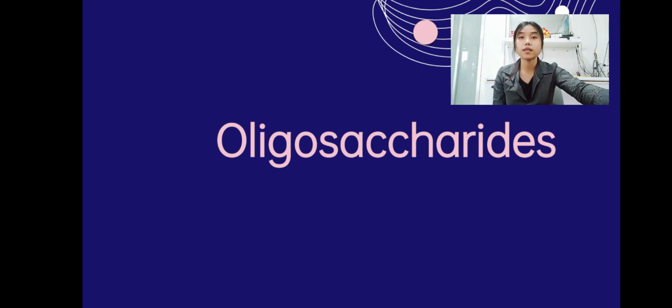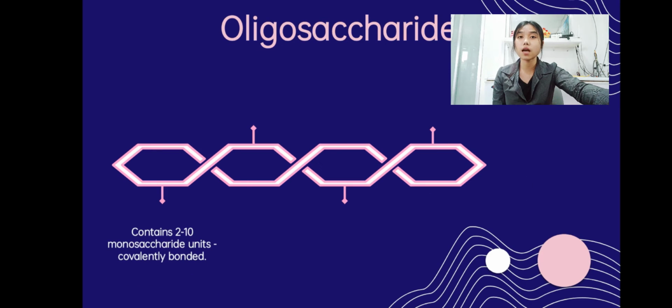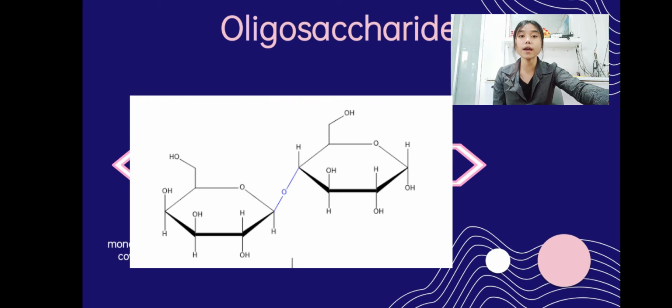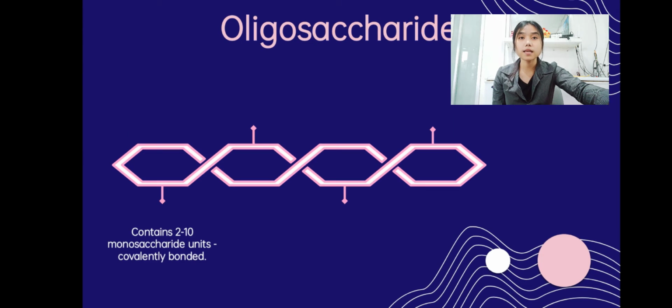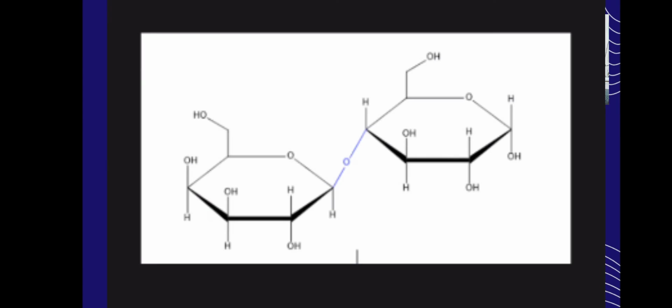Oligosaccharides contain 2 to 10 monosaccharide units. They are covalently bonded to each other. So I have here a structure of a disaccharide oligosaccharide. As you can see, it is di because it has two structures. To count, let's say it has an invisible OH here at the top. So let's count this as 1, 2, 3, 4, 5, and 6.